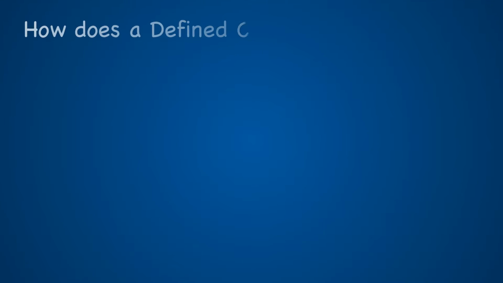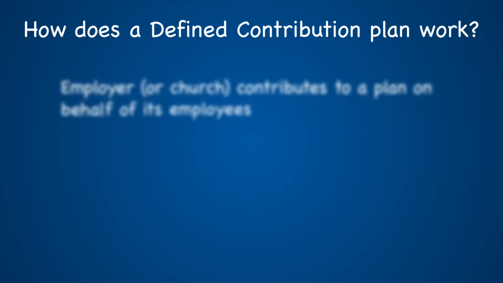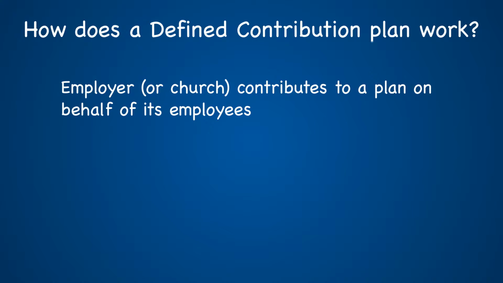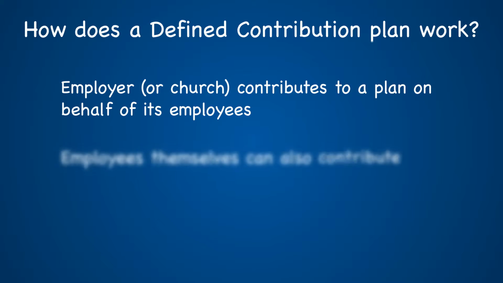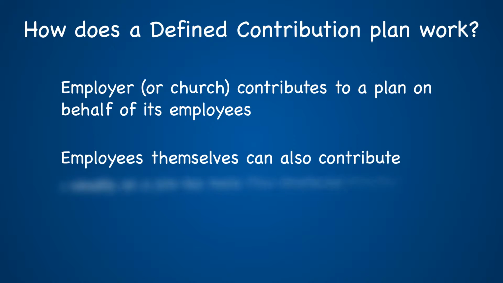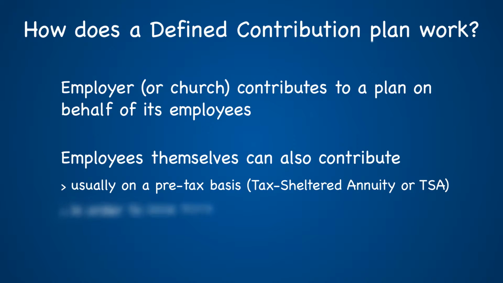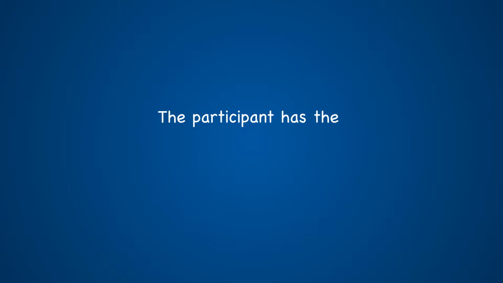A common structure is one where the employer, or church, contributes to a plan on behalf of its employees. Employees themselves can also contribute, usually on a pre-tax basis, in order to save more. This account grows during one's working career with both contributions and earnings based on the investment elections made by the participant.